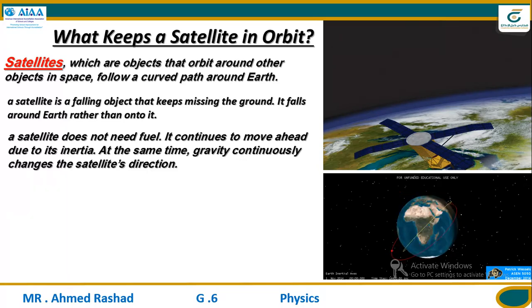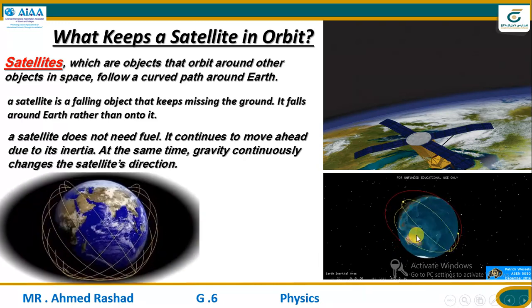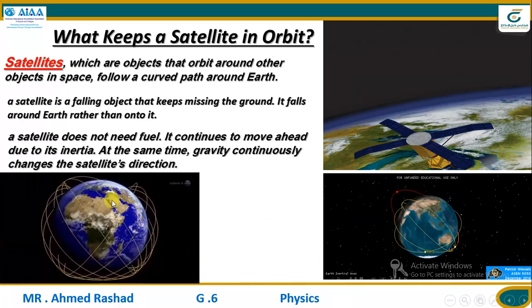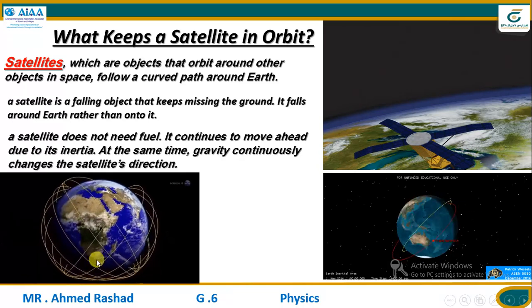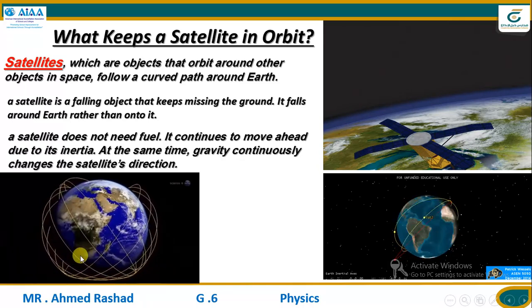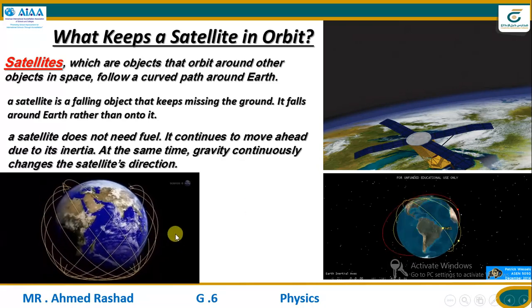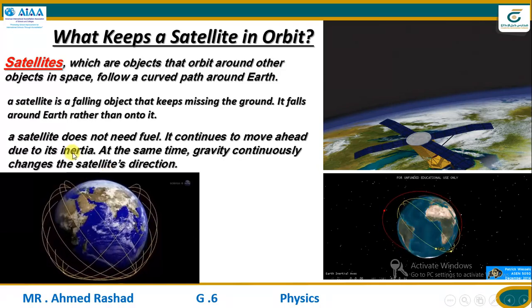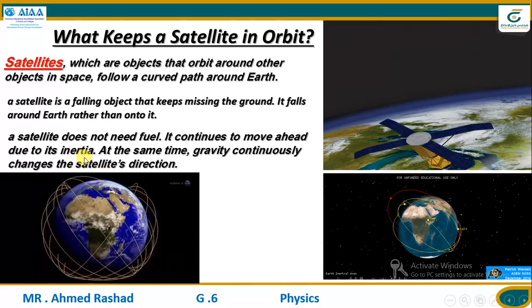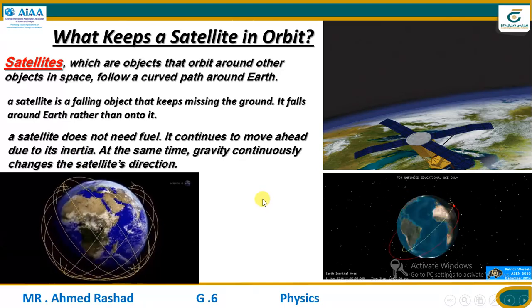At the same time, gravity is changing the satellite's direction to move like a circle. And you can see here the movement of many kinds of satellites around the Earth, helping with communications, internet and GPS. Different kinds of satellites. All of this movement is due to inertia from Newton's first law of motion and the circular motion.